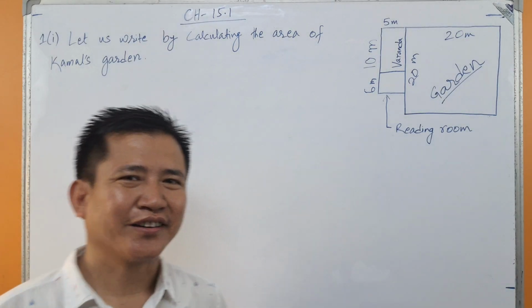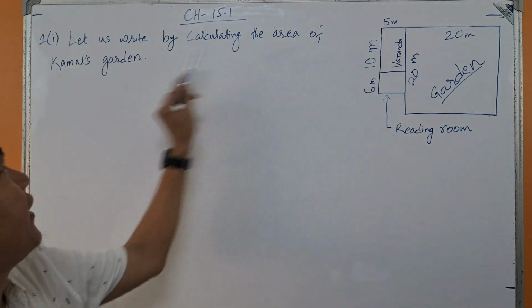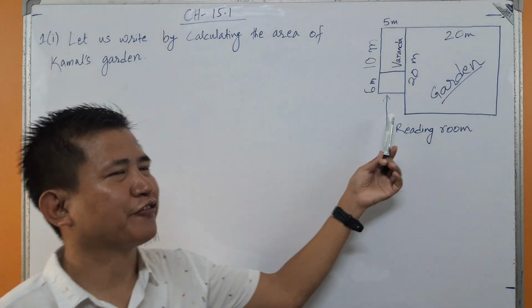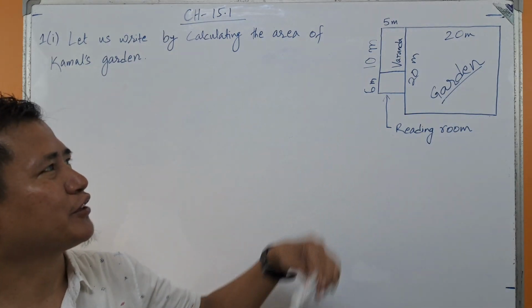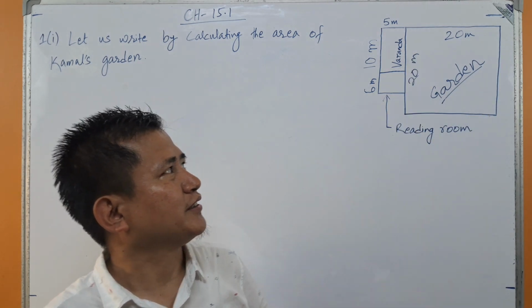Chapter 15.1, question number 1 of 1. Let us write by calculating the area of Kamal's garden. So this is the figure given to us. This is Kamal's house and we are asked to calculate the area of Kamal's garden.